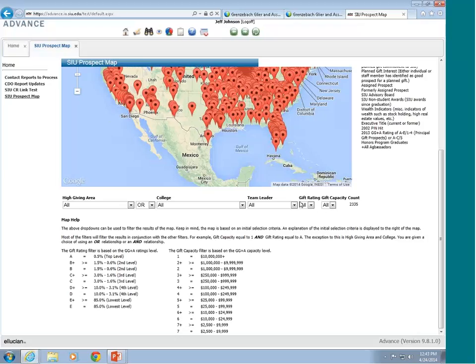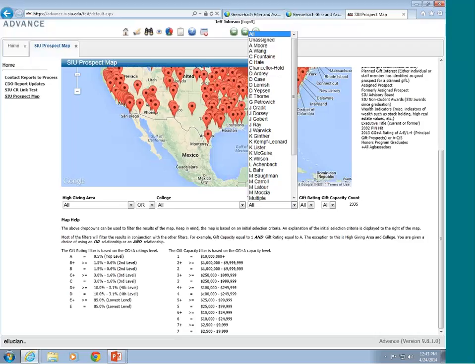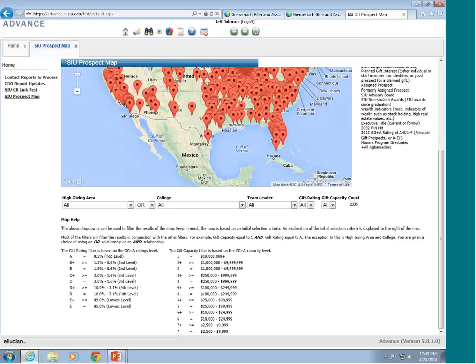And then we have our team leaders, so these are the people who are assigned to that particular individual or household. And then we have our gift rating. That's the A, B, C, D that we were talking about before, the top level, second level, most likely to give. We have those right here as a little help area for them to recall. And you see the little pluses here.